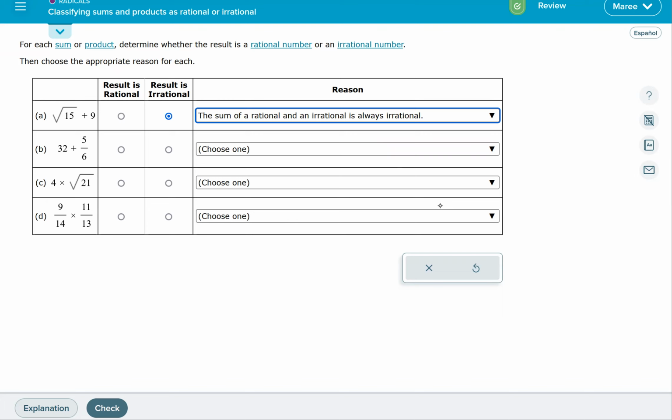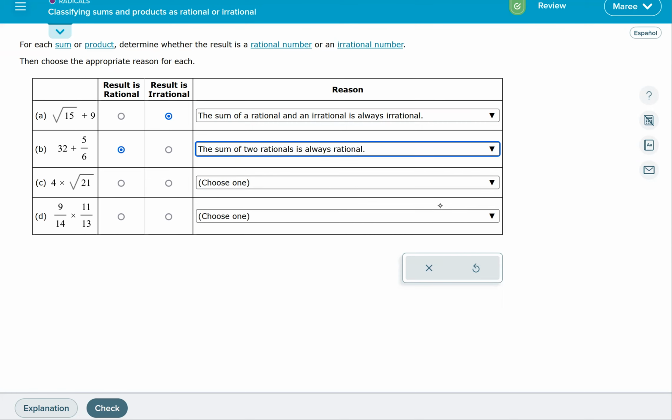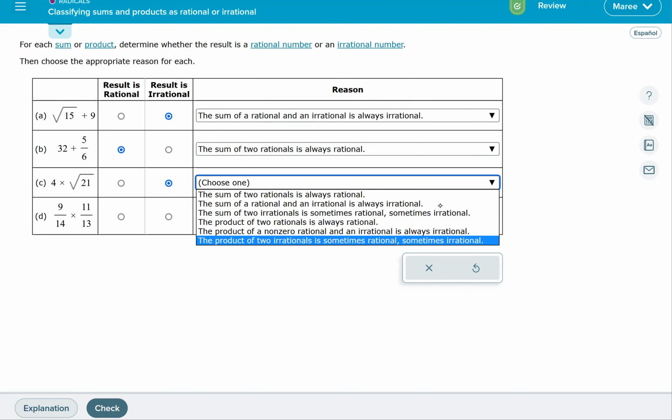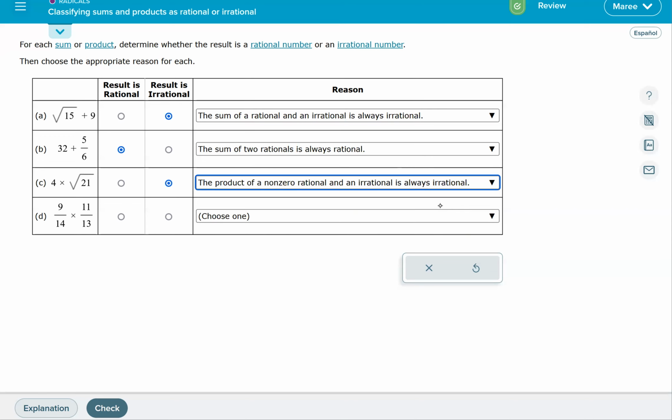Then the second one, because it's a whole number and a fraction, those are both rational numbers. So the sum will be rational because the sum of two rationals is always rational. Square root of 21 is irrational. And when we multiply a rational and irrational together, it will be irrational. So we have a non-zero rational and an irrational number, and the product will be irrational.